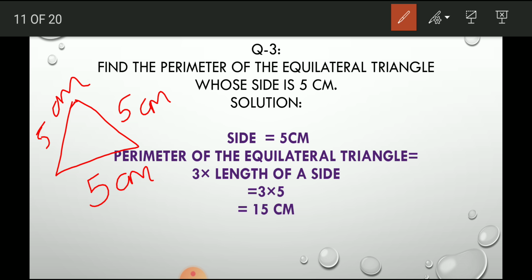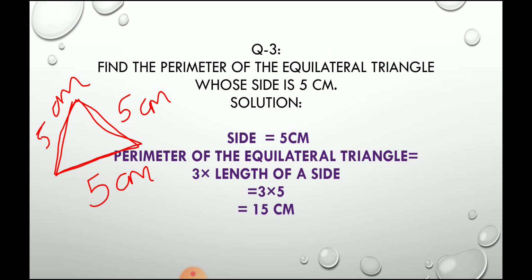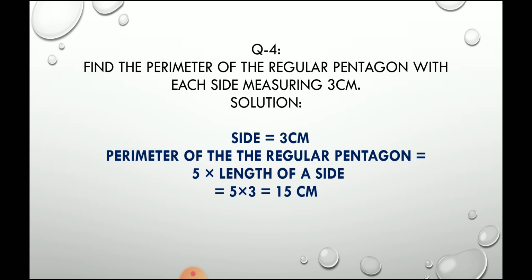Okay, so we know the formula for the perimeter of the equilateral triangle. So how many sides? The 3 sides, and we just multiply the length of a side, that is 5. So 3 5s are 15. So this is the answer for the perimeter of the equilateral triangle. Okay, so see the question number 4. Find the perimeter of the regular pentagon with each side measuring 3 centimeter.